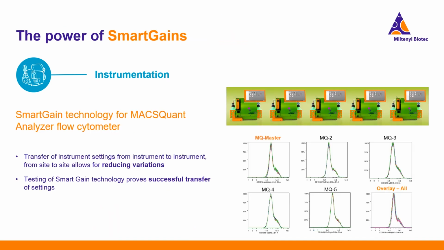These slides nicely demonstrate the power of the SmartGains technology. What you see here is basically an assay that has been carried out on several instruments from the same sample and the same staining of the sample. What we did is basically to transfer instrument settings from one instrument, which is called here the MQ master, to several other instruments. And what you see is that measuring the same assay with the same instrument settings on several other instruments results in the same fluorescence intensity histogram or profile of the assay in this example. If you look at the overlay, they are almost similar. This overlay shows the power of the SmartGains technology and its standardization impact.